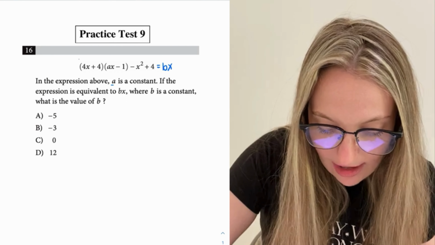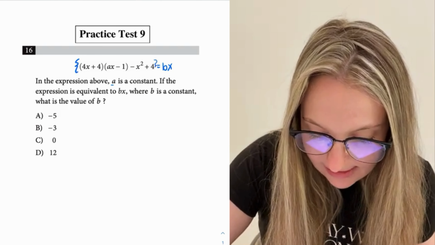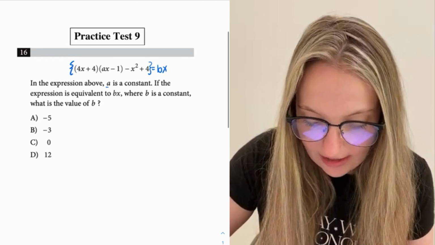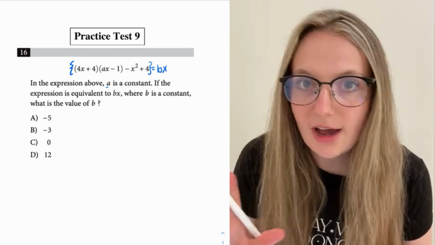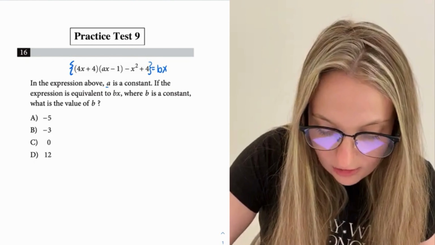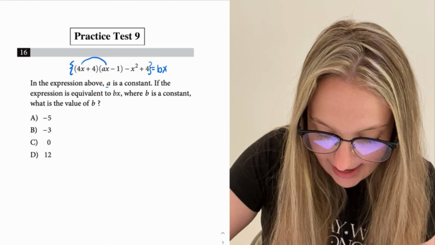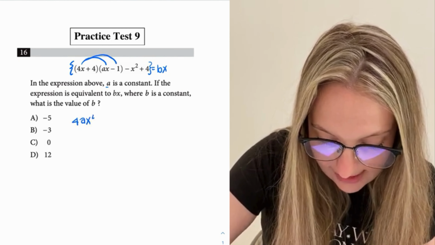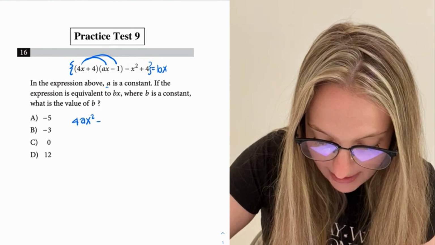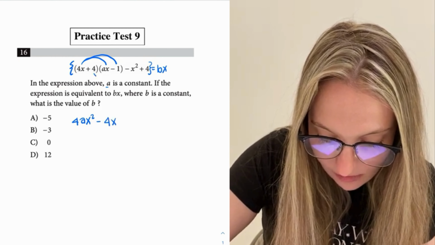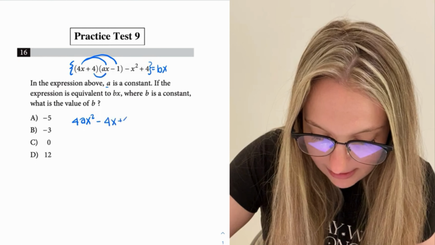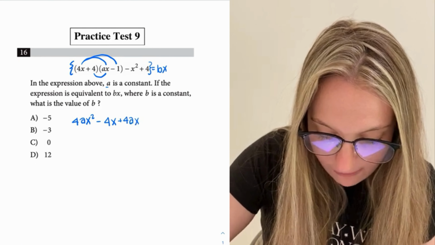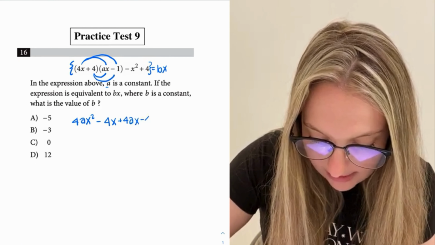Okay, so there's a lot of mess going on this left-hand side here. Let's just go ahead and take care of that, FOIL, simplify, do what we gotta do. So 4x times ax is gonna be 4ax squared. 4x times negative 1 is going to be minus 4x. 4 times ax is going to be plus 4ax. And then 4 times negative 1 is going to be minus 4.